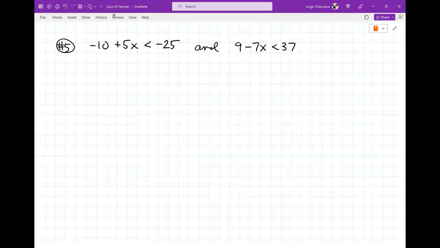All right, so this is the last example here. It is an and problem again, but this time it does actually say and. It's not a connected problem. But we're basically just going to do what we've been doing with all the other problems. It's just going through solving and then graphing it.